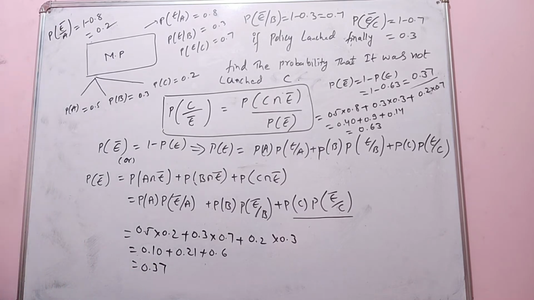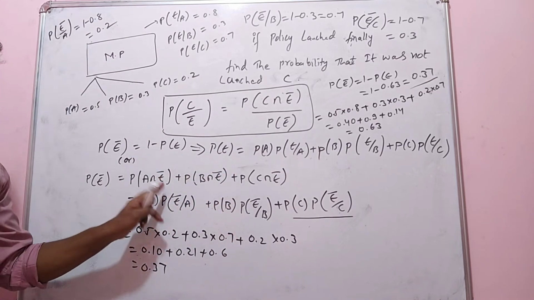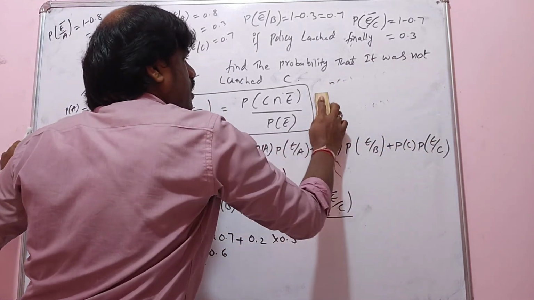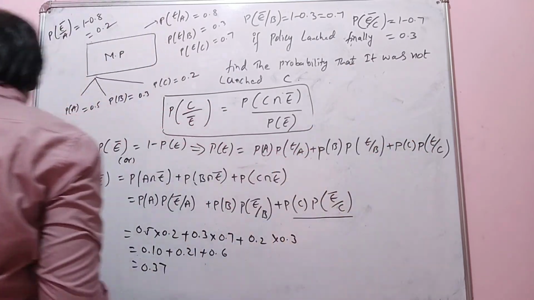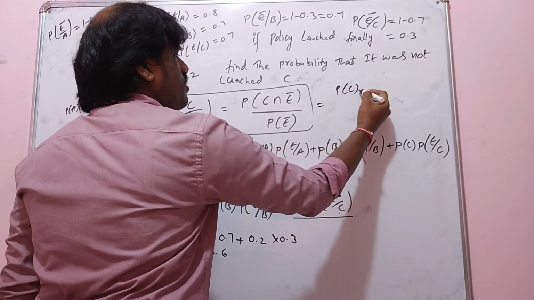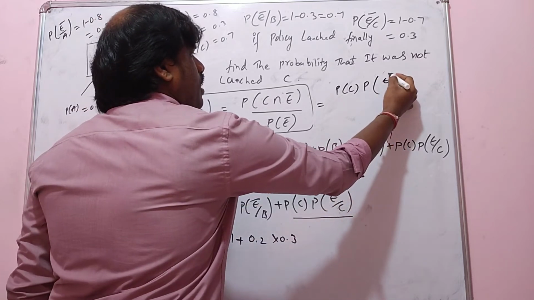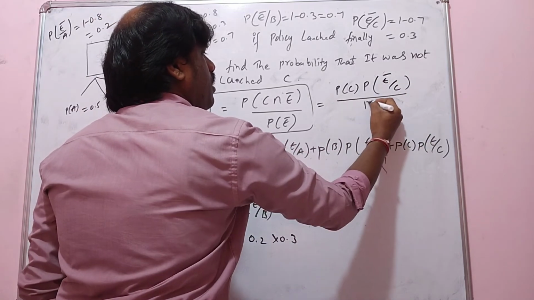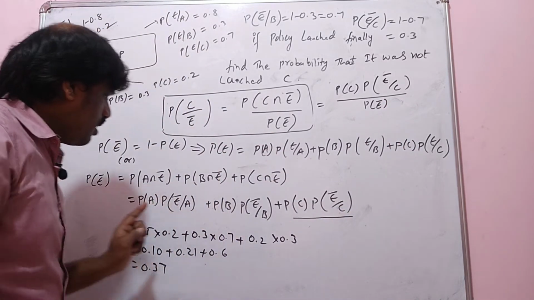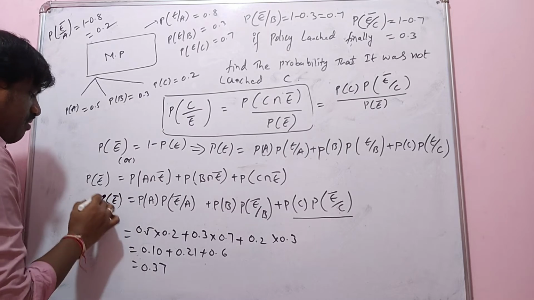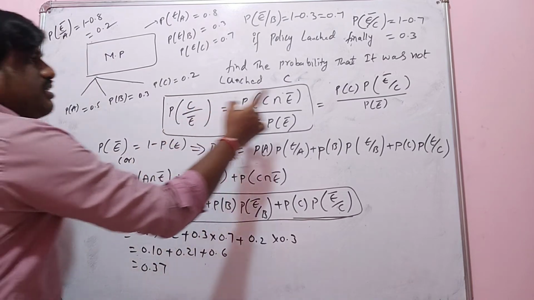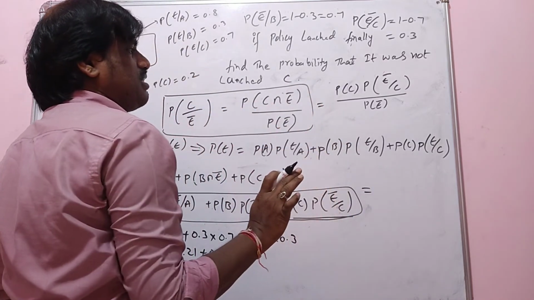So this is the same. You should know both of these things. You can use this formula or that formula. So I got this one, and I am going to substitute this formula here. I am going to find the probability that it is not launched by C, which will be probability of C into probability of E bar by C, divided by probability of E bar. The probability of E bar is this total, which we have already found by two methods. So now you can substitute in this and get the final answer.